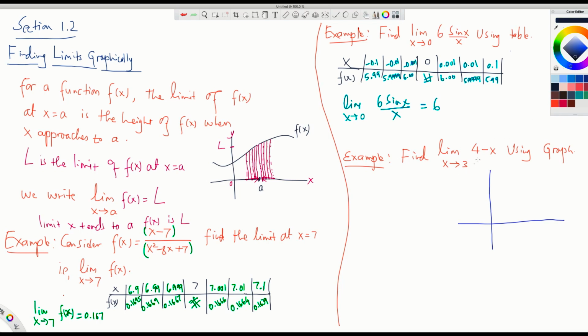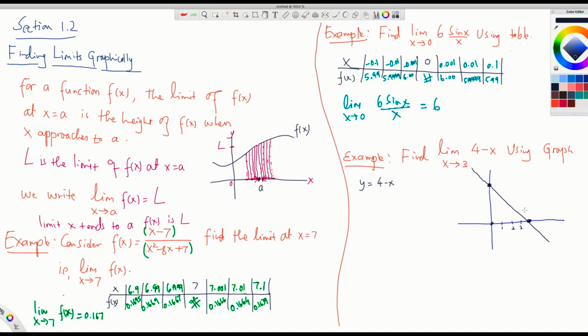So how do I draw the graph? It is the same as drawing the graph of y equals 4 minus x, right? If I take x equals 0, what is y? y is 4, right? That is one point. And at x equals 4, y is 0. If you join these two points, your goal is to find out the limit at x equals 3. So 1, 2, 3.